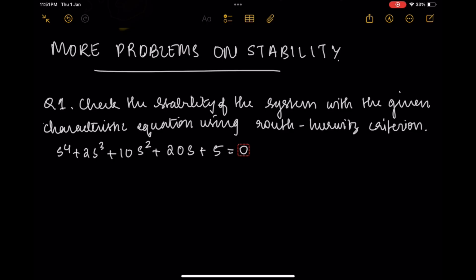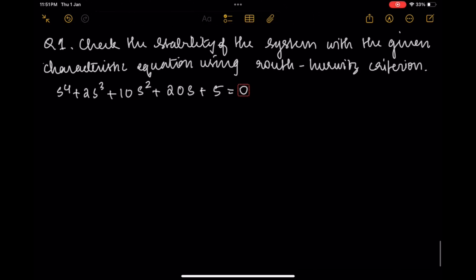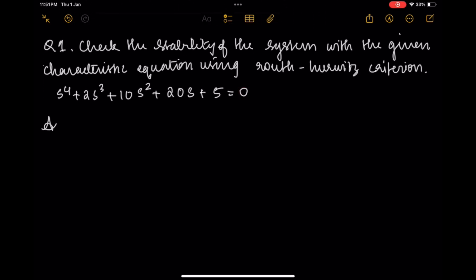So I'm going to start with writing a Routh array. I'm starting to write the Routh array, starting with the powers of s. Then I'm writing the coefficients, that's the first two rows: 1, 2, 10, 20 and 5. Okay, now we'll move on to writing our next row.